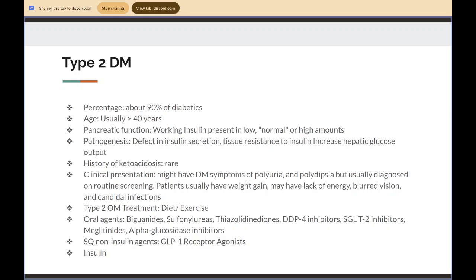Ketoacidosis is rare. There's actually a condition called HHS, and that is what you see mostly in type 2 diabetes. All right, and that's going to be, I'm going to type it into the chat, hyperosmolar, hyperglycemic syndrome or state.